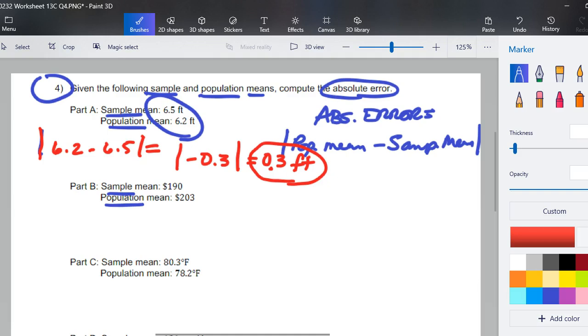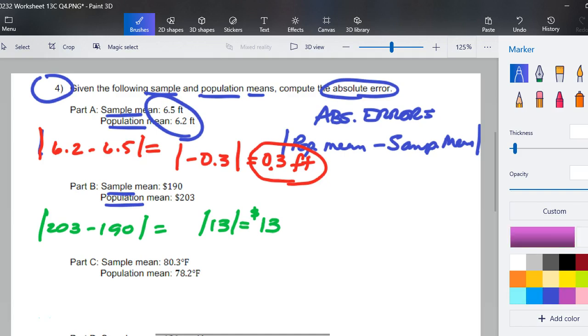So now we're moving on to part B. On part B, we already have the formula written on the top of our page. I'm going to go ahead and grab the absolute value. I'm going to start with the population mean. I'm going to subtract the sample mean. And when I do, I get 13. And the absolute value of that is 13. And I just have to go ahead and write, the absolute error is not just any old 13, it's $13.